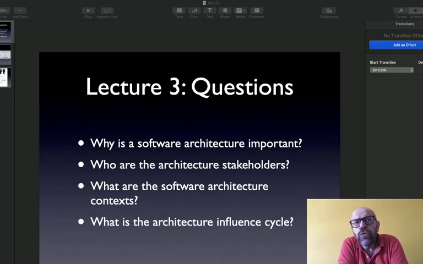Then I want you to answer the question: what are the software architecture contexts? In which contexts does software architecture apply? Can I look at software architecture from a technical point of view? But is the technical point of view the only one?